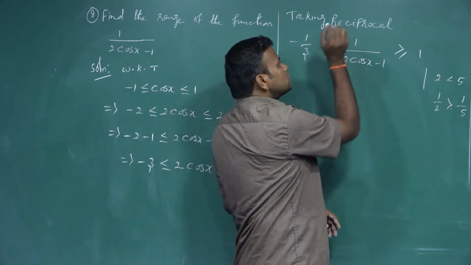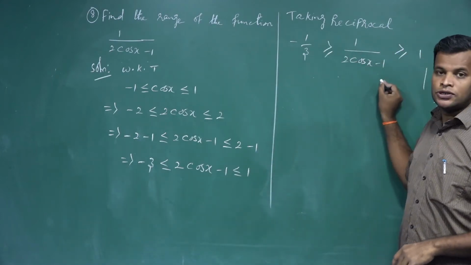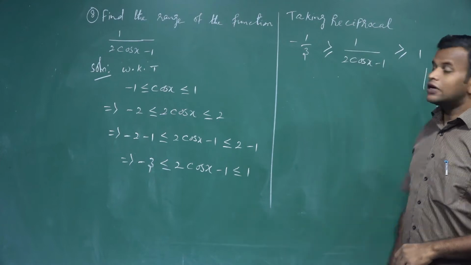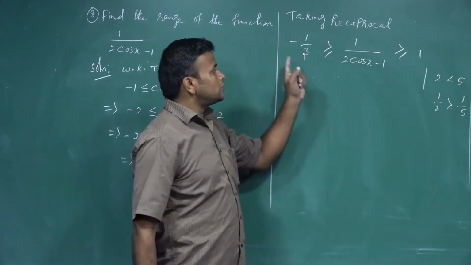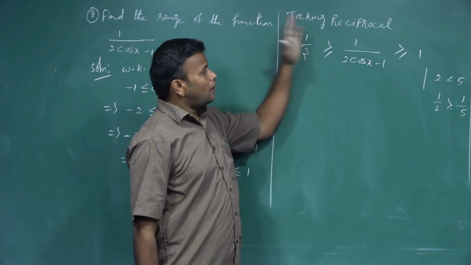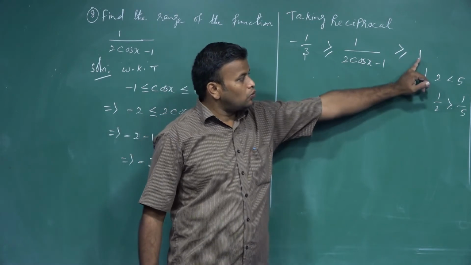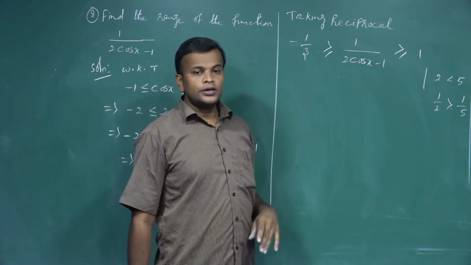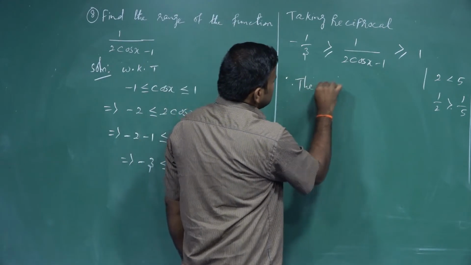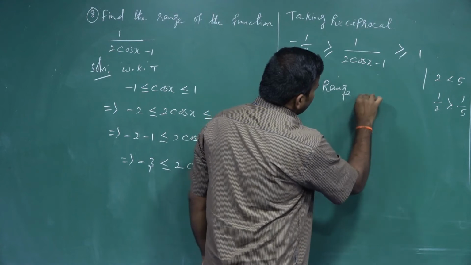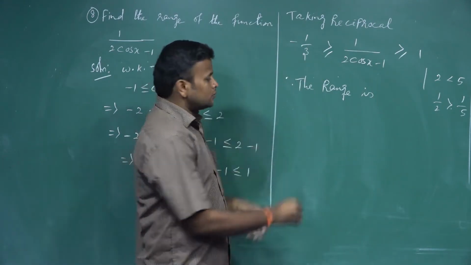So what is the reason to take the reciprocal? Because our given sum is 1 divided by 2 cos x minus 1. Now the value of 1 divided by 2 cos x minus 1 may be minus 1 by 3 or lesser, or it may be 1 or more than 1. Then how to write, sir? Therefore, the range is minus 1 by 3 or lesser value.